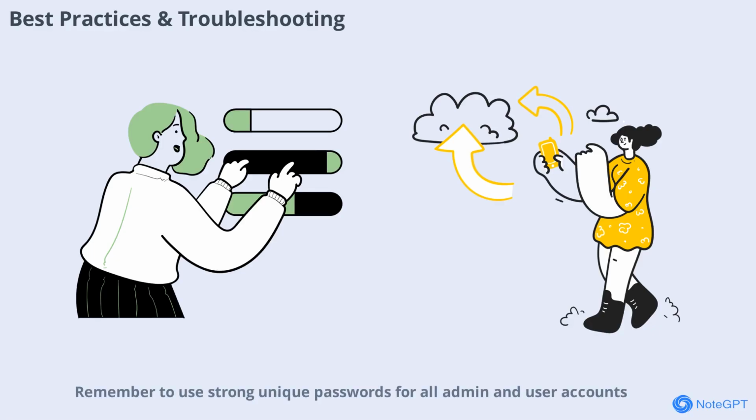Remember to use strong, unique passwords for all admin and user accounts and limit access based on roles. For email and DNS integration, ensure your MX and SPF records are correctly set up to avoid delivery issues. With these practices, you'll maximize the reliability and security of your Azblink deployment.